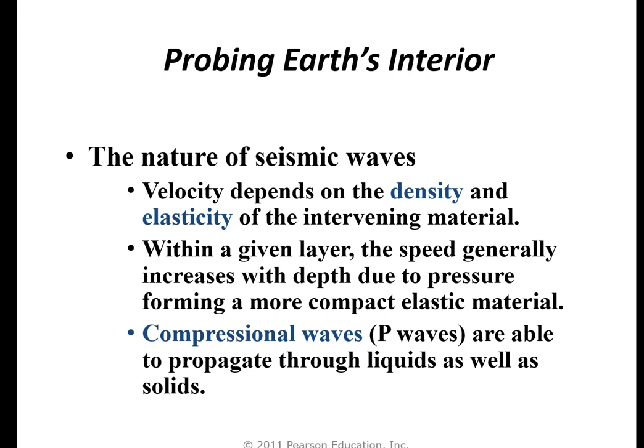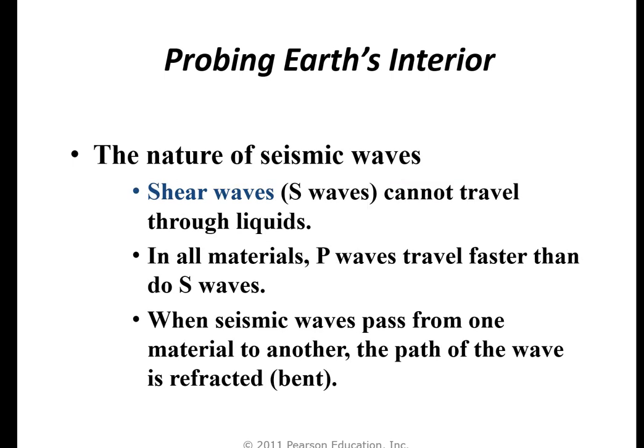The P waves, compressional waves, are able to propagate through liquids as well as solids, so the entire Earth can go through that. Now, as opposed to the compressional P waves, the S waves, shear waves, cannot travel through liquids. And we do know, we'll get into this more in a minute, that the interior of the Earth does have some liquid in it, near the core. In all materials, the P waves travel faster than the S waves do, and when seismic waves pass from one material to another, the path of the wave is bent.